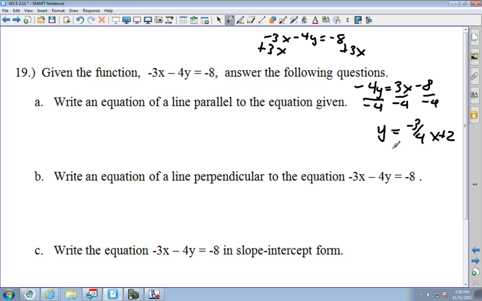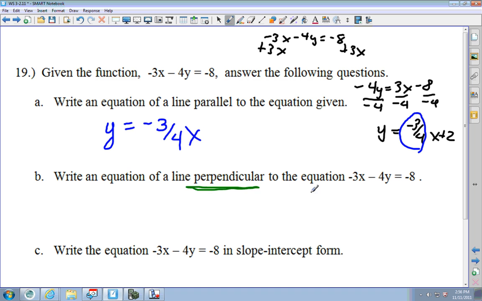If my lines are parallel, that means they have the same slope. So you could have anything where it's y equals -3/4 x and then plus anything. It doesn't matter. The next question asks us about perpendicular.